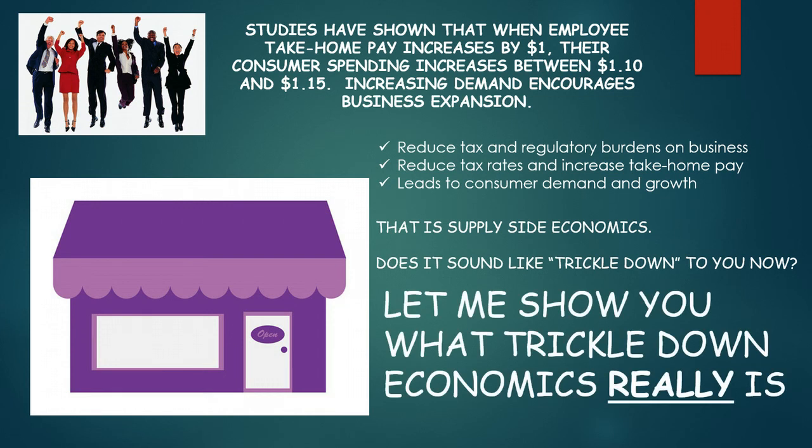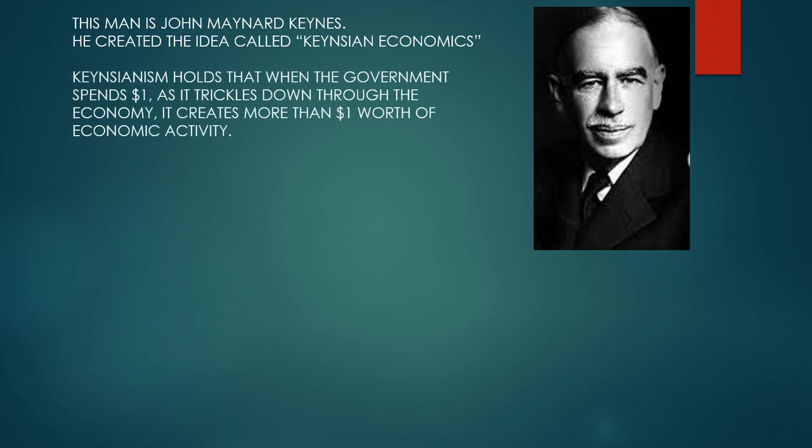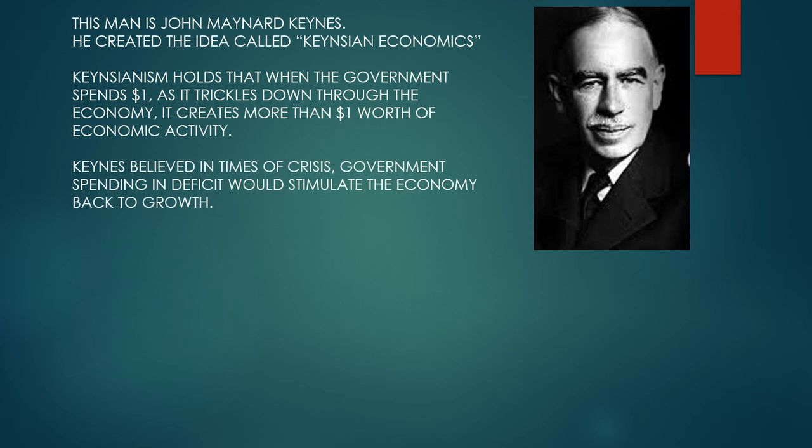But let me show you what trickle down economics really is. This man here in this picture is John Maynard Keynes. He created the economic theory called Keynesian economics. Now, Keynesian economics says that when the government spends $1, it has to trickle through the economy, and as it does, it creates more than $1's worth of economic activity. Keynes believed that when you had an economic crisis, like after the First World War in Europe, or when the Great Depression hit in 1929, government spending by itself would stimulate economic growth.